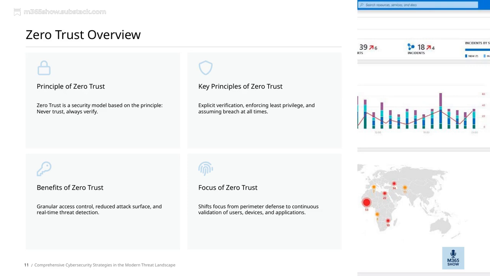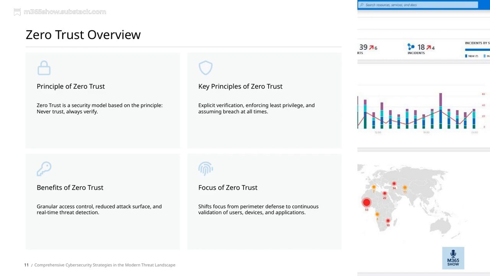Let's take a closer look at Zero Trust and how it fits into modern cybersecurity strategies. As threats evolve, the focus has shifted from simply defending the perimeter to continuously validating who and what is accessing our systems. This means we no longer rely solely on firewalls or network boundaries. Instead, Zero Trust emphasizes constantly verifying users, devices, and applications before granting access.